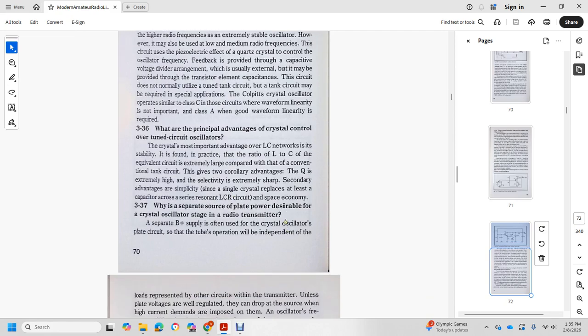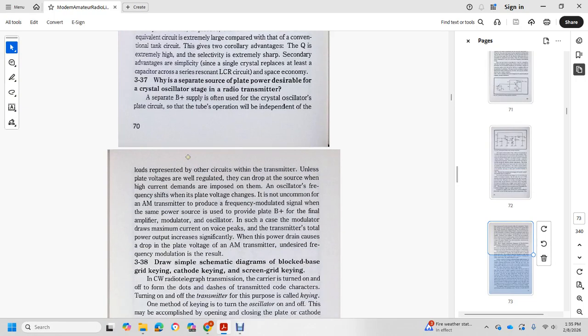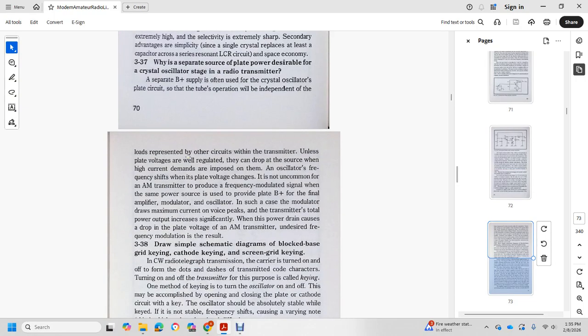Basic comedy. 3. What is the source of the plate power desirable for the crystal oscillator stage of the radio transmitter? Load referencing with the other crystal circuits of the transmitter left with the plates with the voltage regulator, with the drop of the source with the high current demands imposed on them. Oscillator frequency shifts with plate voltage change, unknown to the AM transmitter that produces the frequency modulated signal with the same power supply.